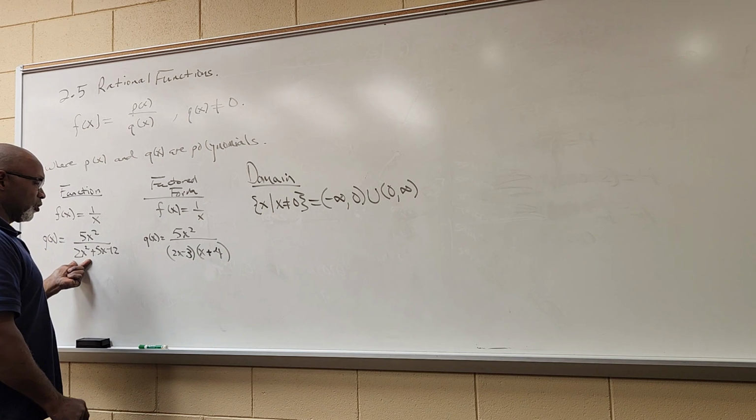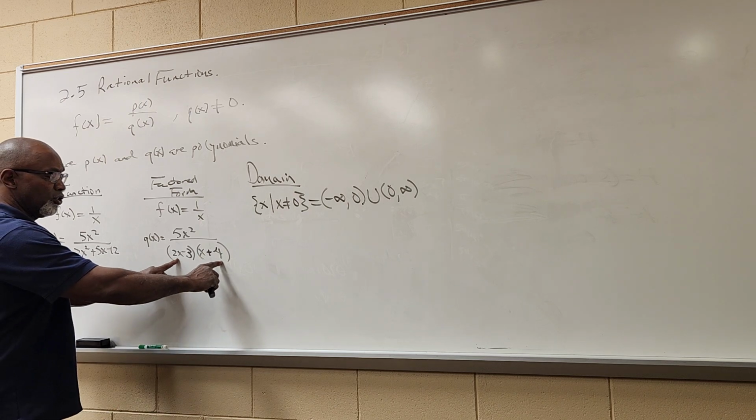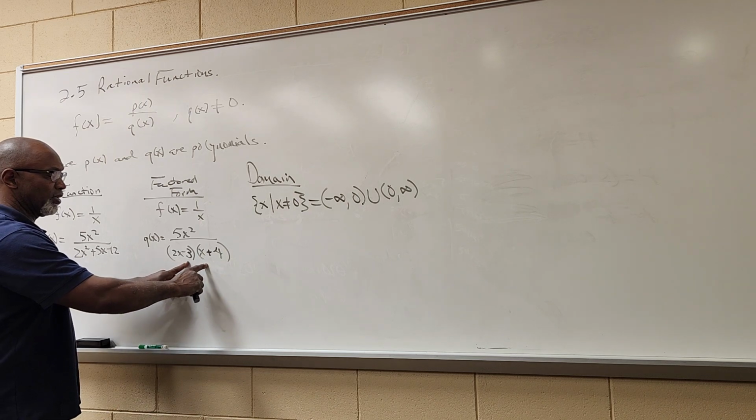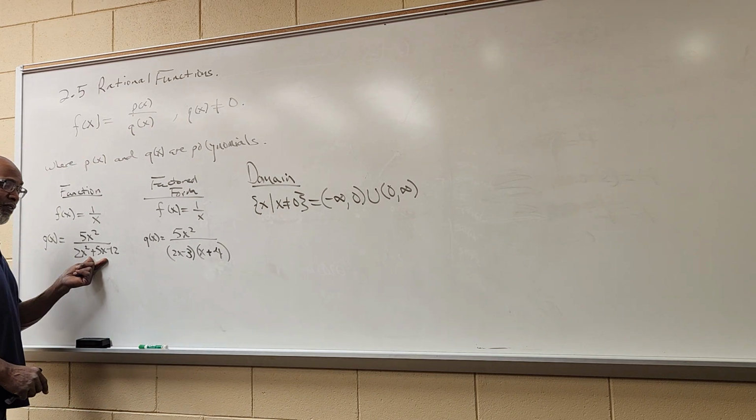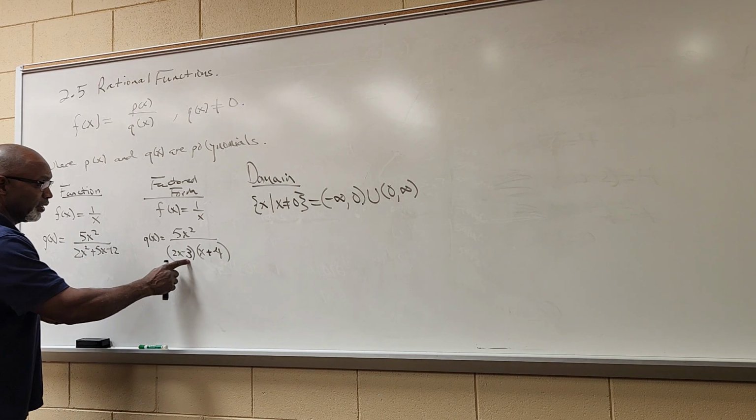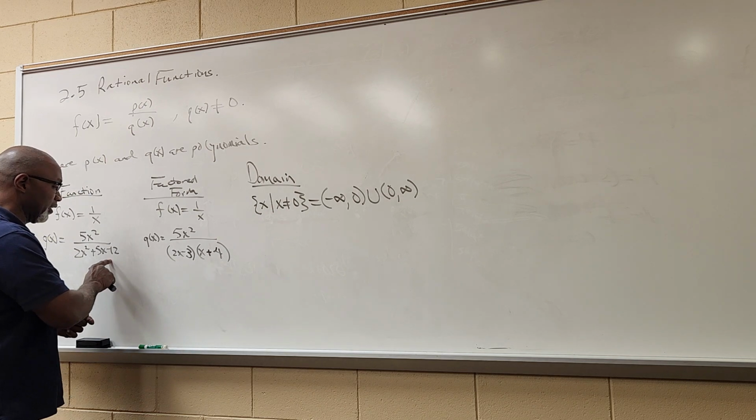2x times x gives you the 2x squared. 2x times 4 is a positive 8x. That's the outer product. The inner product is the negative 3x. So positive 8x minus 3x gives you a positive 5x. So you get the middle term here from the combination of the outer and inner product. Then negative 3 times 4 gives me a negative 12.